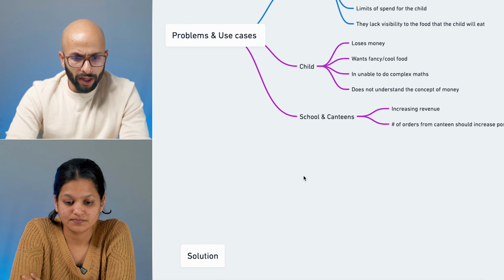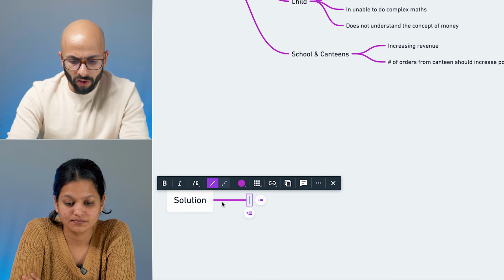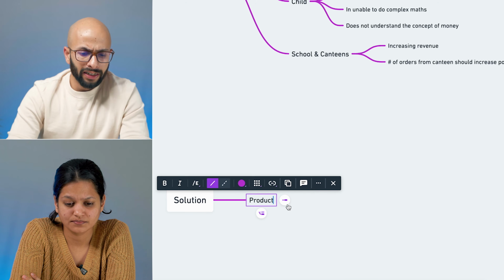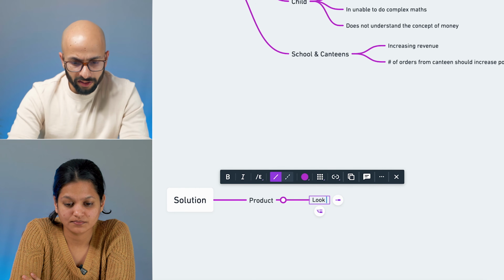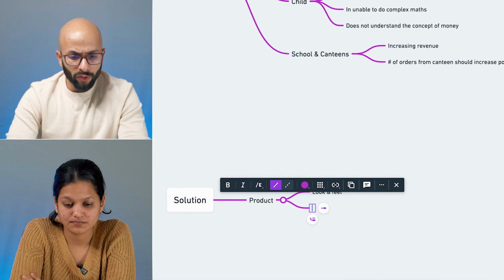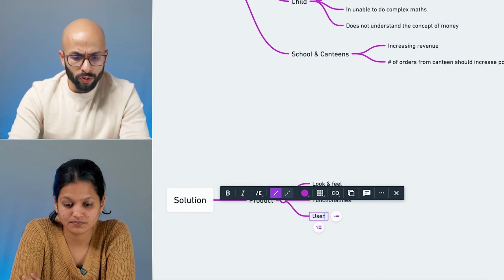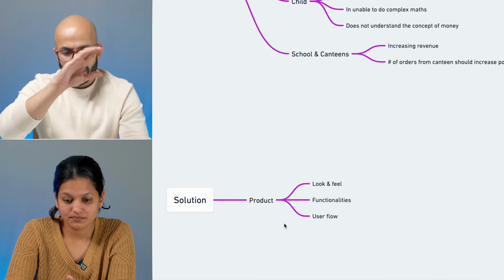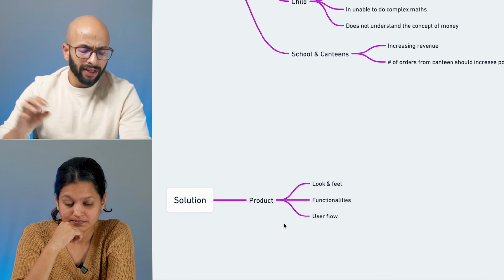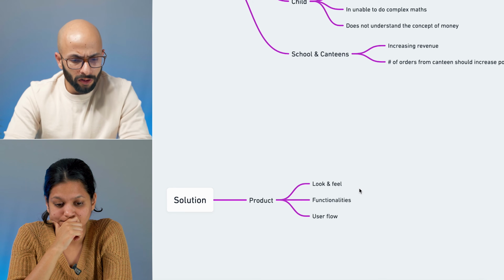So the way I'm looking at my solution right now is twofold. One is on the product in terms of the look and feel, right? The other thing I want it to have is some functionalities. And then I'm going to go through a user flow, step by step, on how the product will look. And at the end, we'll look at metrics to track. Does that sound good? Yeah.